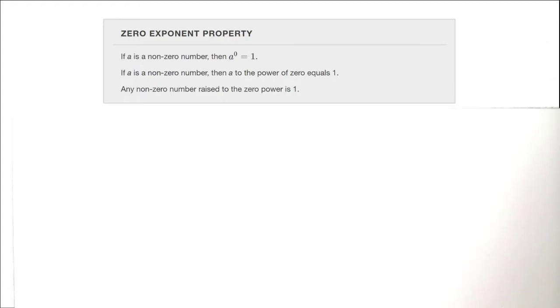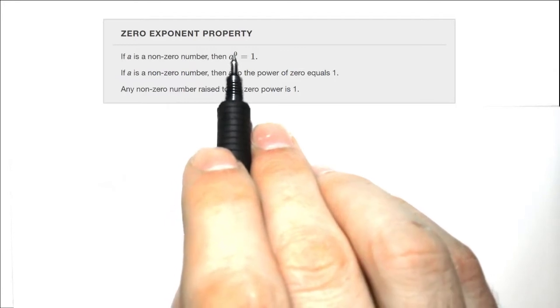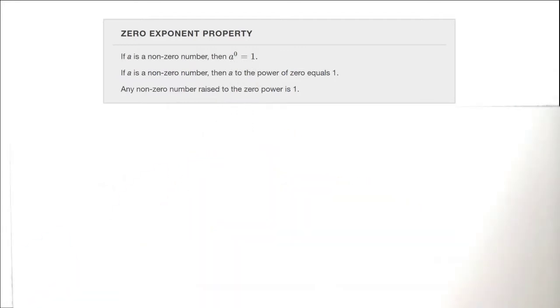Next up, we have the zero exponent property. It says that if a is a non-zero number, then a to the 0 equals 1. So in other words, any non-zero number raised to the 0 power is just 1. So let's take a look at these examples.